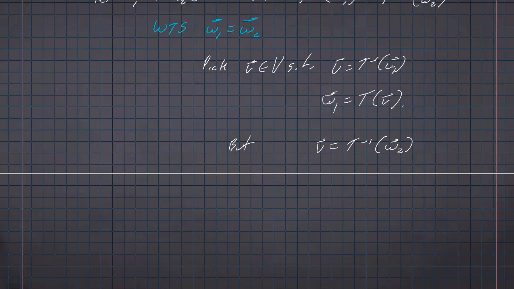And by the property of inverse functions, that means that W2 is also T of v. If W1 is equal to T of v and W2 is equal to T of v, by the transitive property of equality, it must be the case that W1 is equal to W2. So, using the definition of an inverse function and using the transitive property of equality.